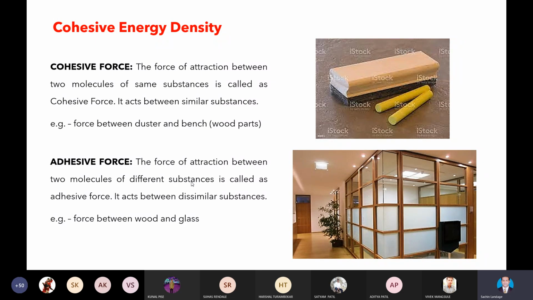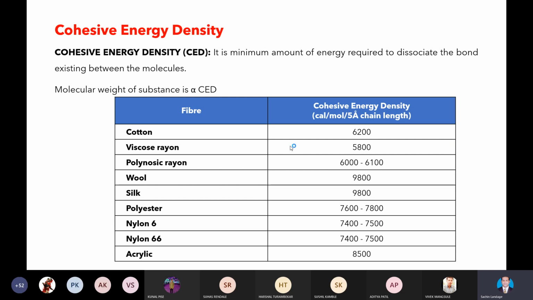And adhesive, two different substances and two different molecules also. That is nothing but the adhesive force. Now the next point that we are going to see is the cohesive energy density. It is the minimum amount of energy required to dissociate the bond existing between the molecules.